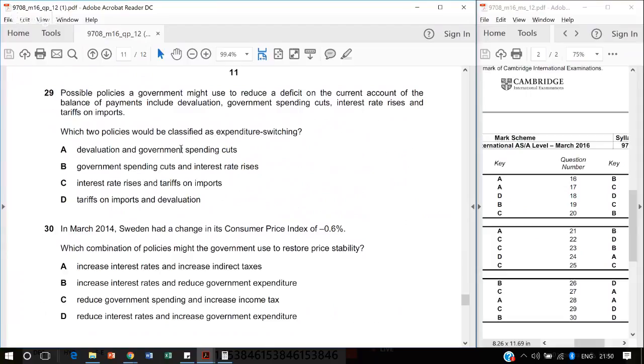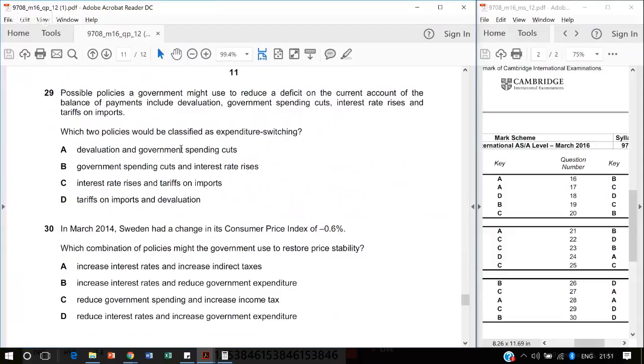A devaluation of the currency is going to mean, yes, more is spent locally, more spent domestically, so fewer imports and more exports. But government spending cuts are going to mean that the economy shrinks overall, and that the government is actually spending less on things, so AD is going to fall.